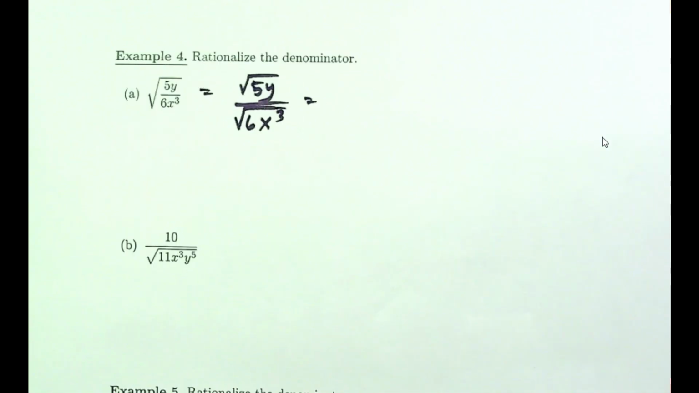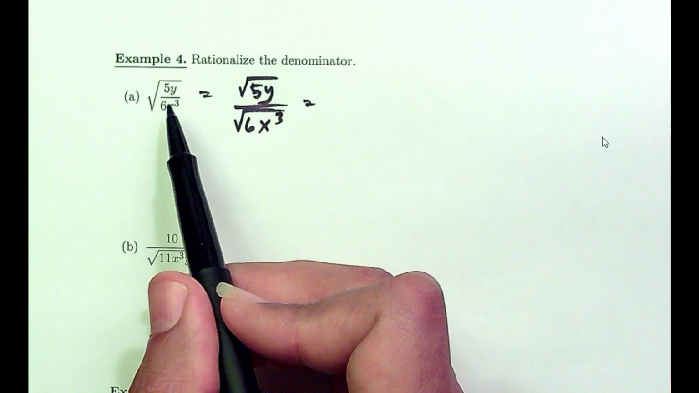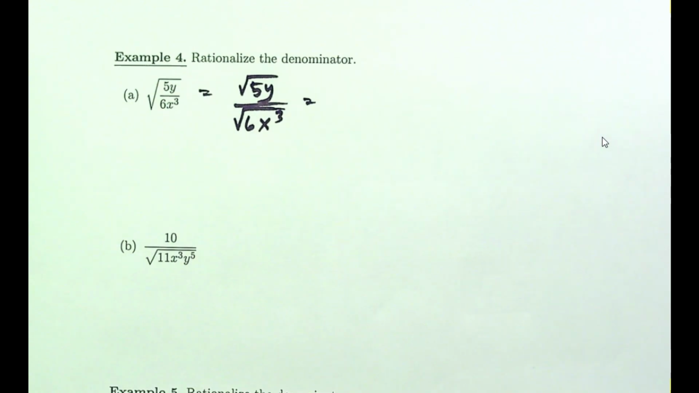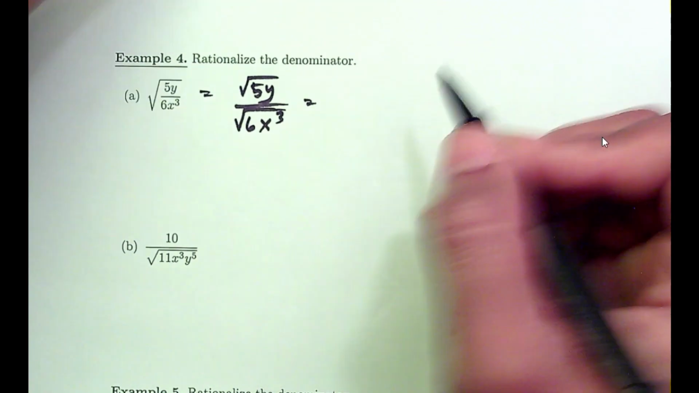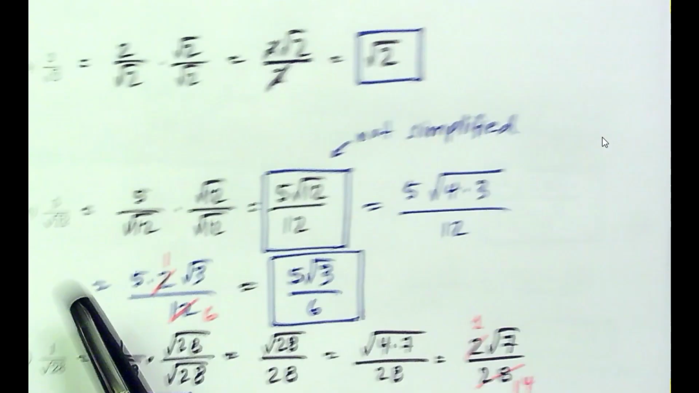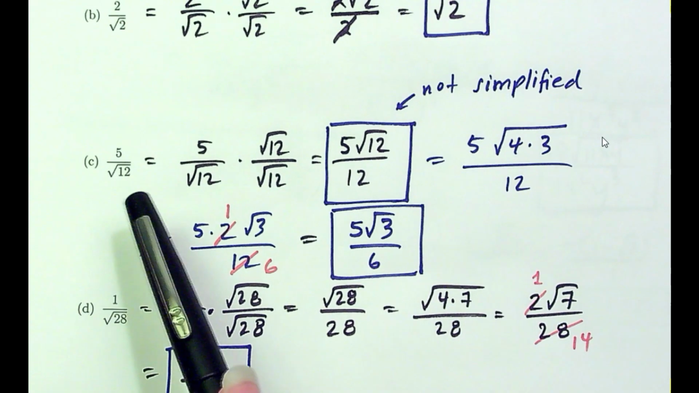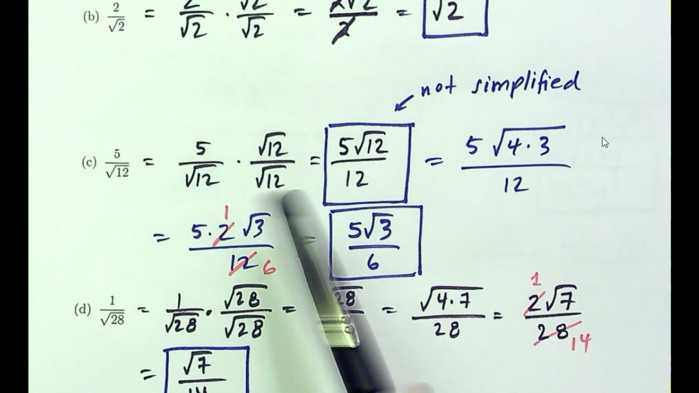So now we're using the same property but in the other direction. I cannot really simplify that anymore, so that's why that's not very useful. The 5 and the 6 have nothing in common, and neither do the x cubed and the y, different variables. Alright, so now we go about the same procedure that we have done before. To get rid of the square root from the bottom, multiply the bottom by itself. Square root of blah times square root of blah.